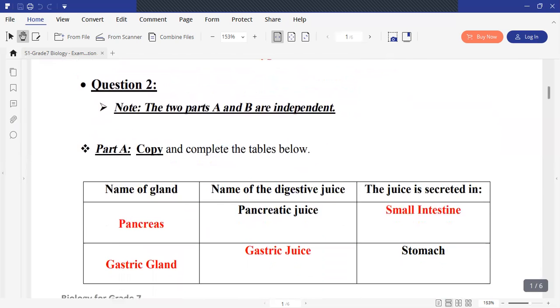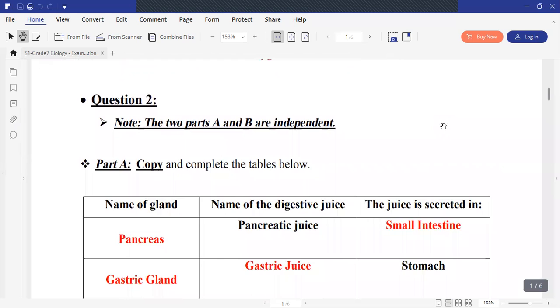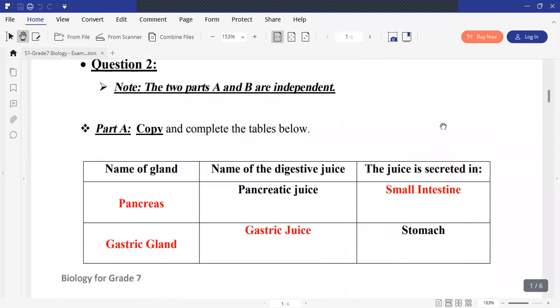Question number 2. The two parts A and B are independent. What is the meaning of independent? They are not related. Part A: copy and complete the tables below. You have to know that nothing is going to be written on the exam sheet. All is going to be on the answer sheet. So what is the name of the gland that secretes pancreatic juice? The pancreas. What is the site of the secretion? The small intestine.